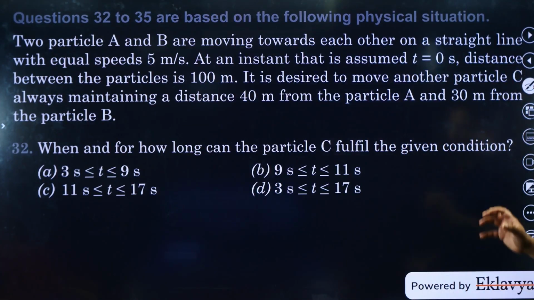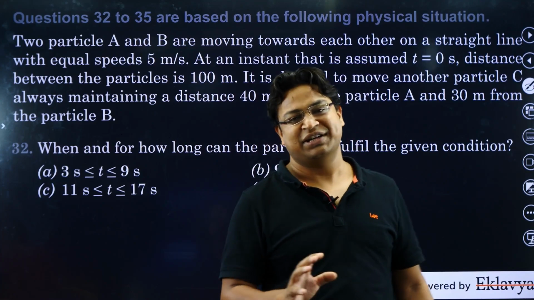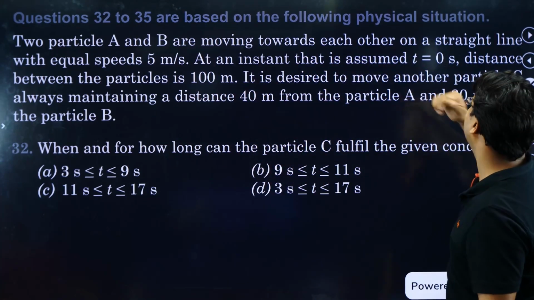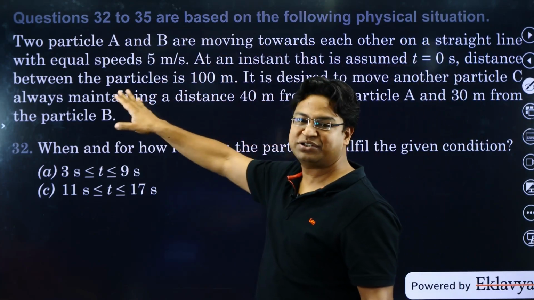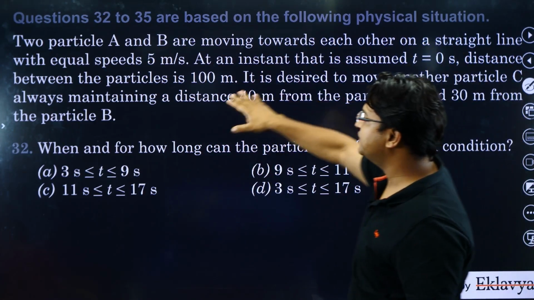Now, fabulous question, guys. I must say this is a fabulous question. Let's read what is going on here and see how we can solve it. The question says that there are two particles A and B moving towards each other on a straight line with equal speeds of 5 meters per second. At an instant assumed as t equals 0, the distance between the particles is 100 meters.